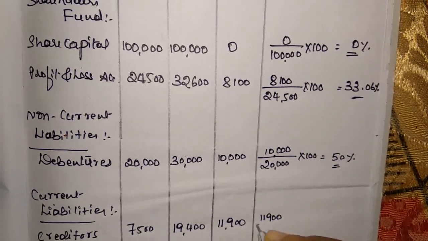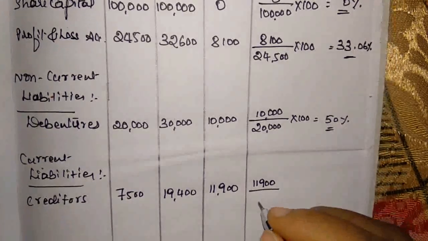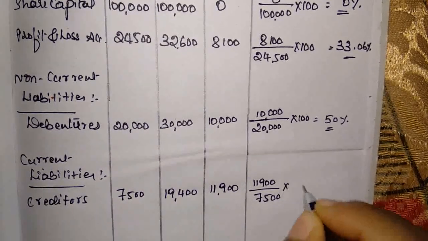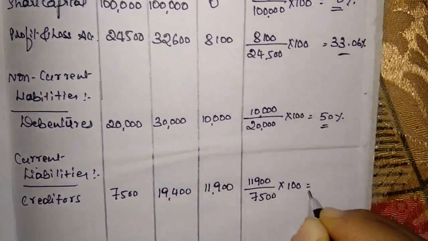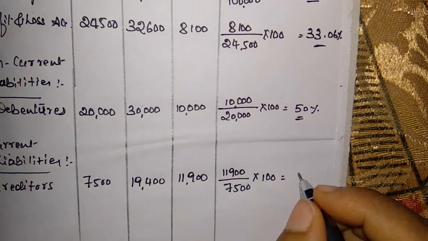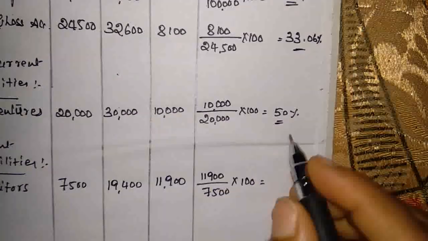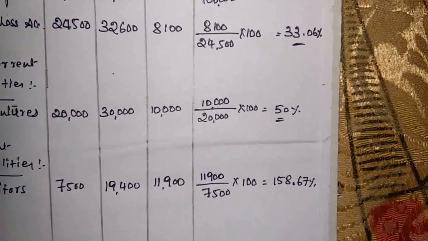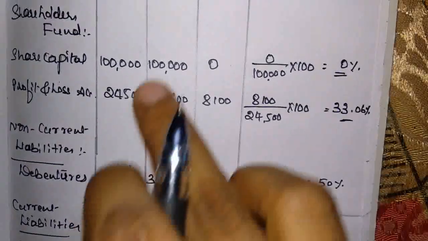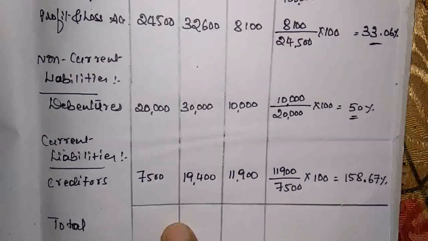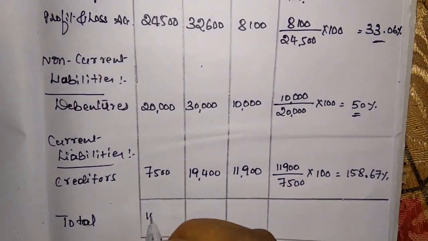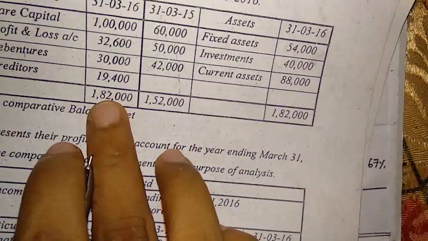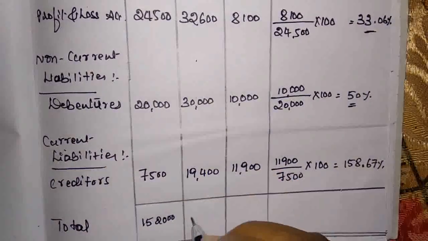And change in percentage: change is 11,900 divided by base year value 7,500 into 100. So change in percentage is 158.67%. So total value of liabilities in the base year is 1,52,000 and in the current year 1,82,000.